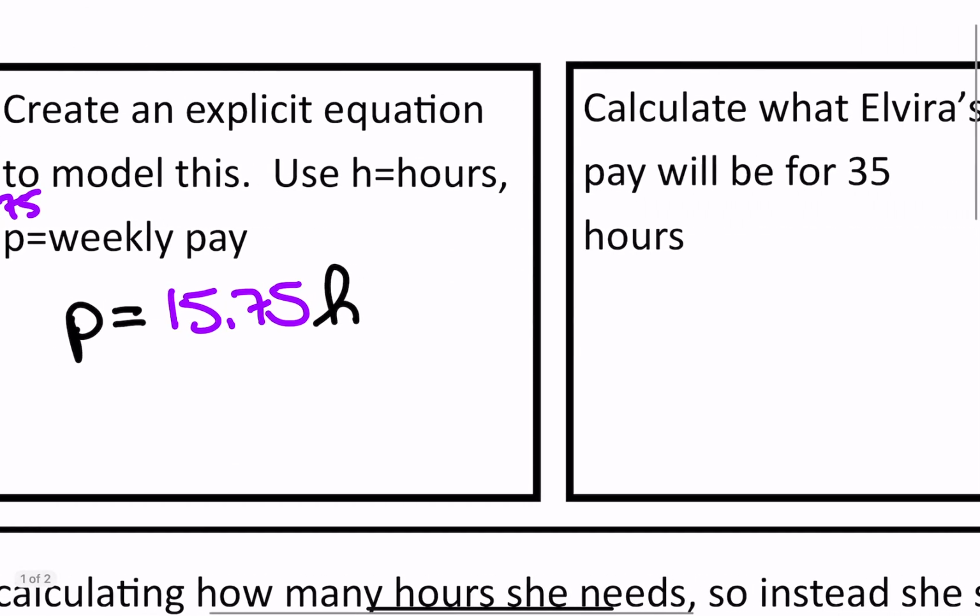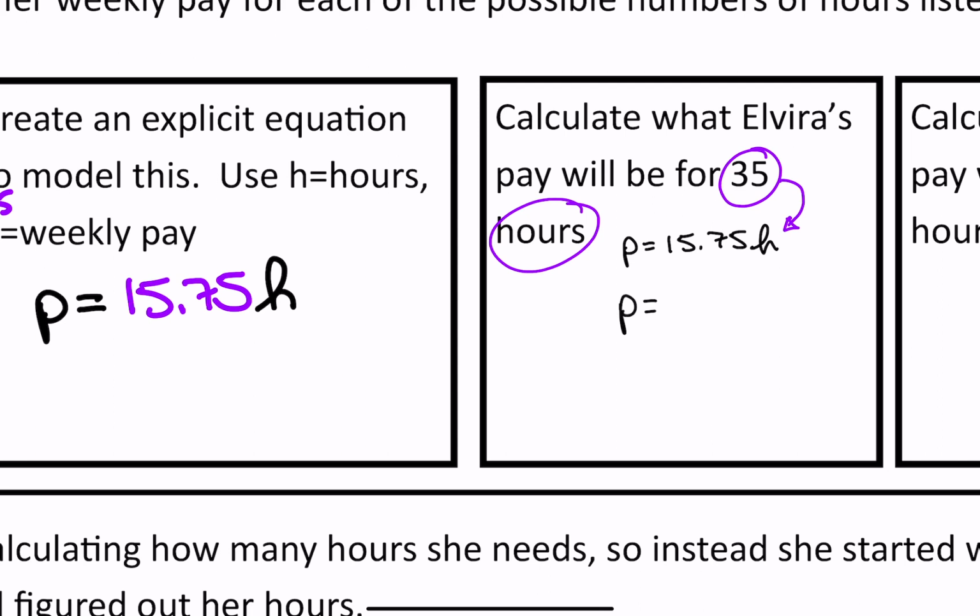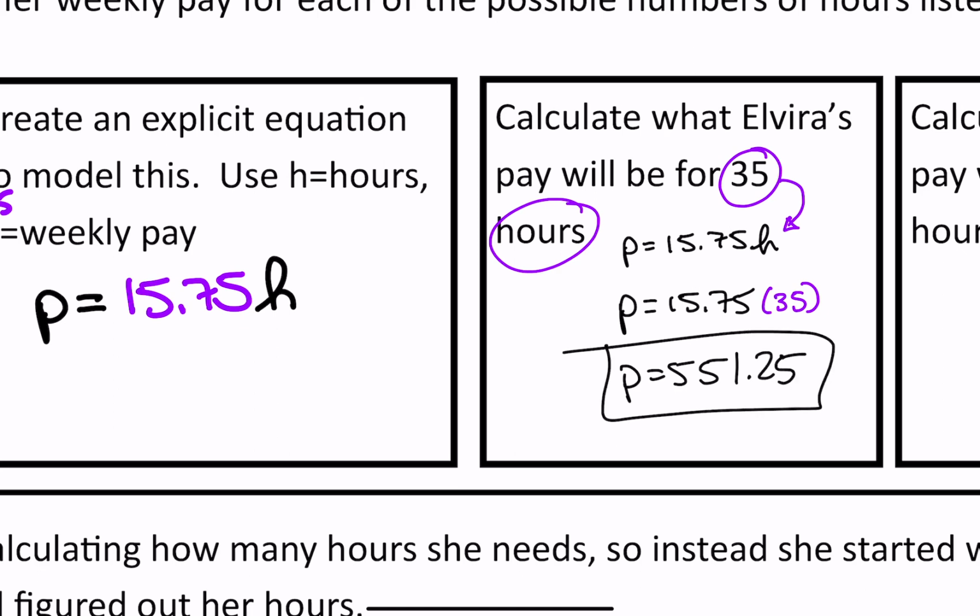So what we're going to do is use this equation that we have found to figure some stuff out. Well, in this first one, it says, what will her pay be after 35 hours? So what I'm going to do is replace H with 35. So I got P equals 15.75 times 35. And when I do the math for that, I get P equals $551.25. Wouldn't that be nice?